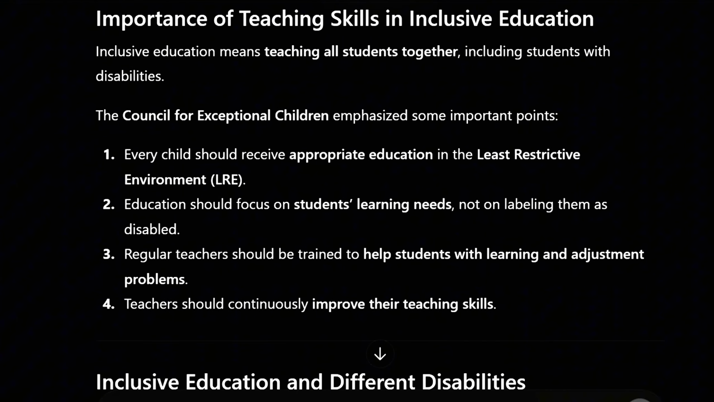Importance of teaching skills in inclusive education. Inclusive education means teaching all students together, including students with disabilities. The Council for Exceptional Children emphasized some important points. 1. Every child should receive appropriate education in the least restrictive environment, LRE. 2. Education should focus on students' learning needs, not on labeling them as disabled. 3. Regular teachers should be trained to help students with learning and adjustment problems. 4. Teachers should continuously improve their teaching skills.